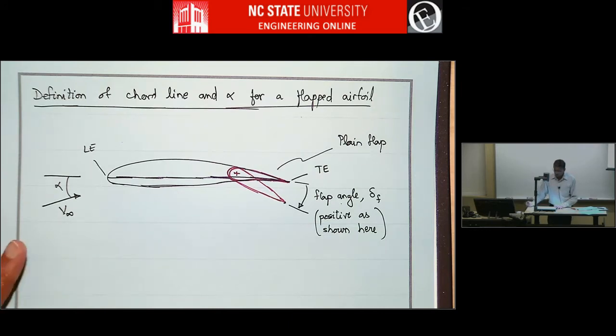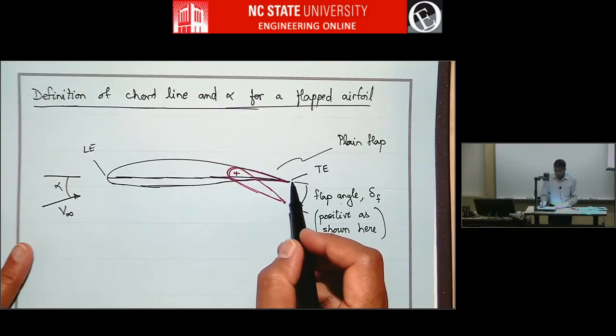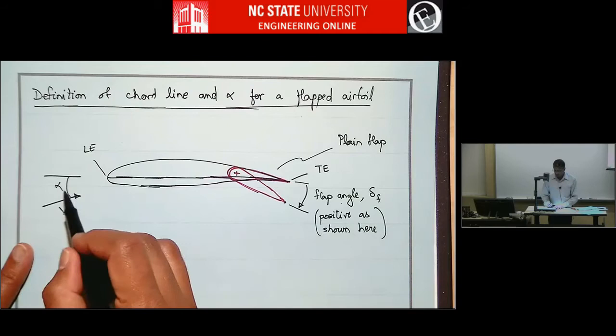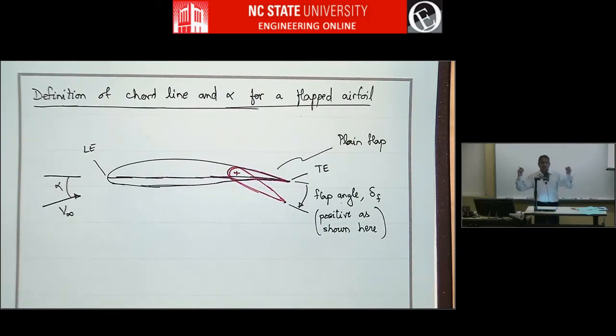So in practice, you always keep this. This is the chord line, and this is the angle of attack, even though the flap moves here. You set the flap at 0, and wherever the trailing edge and leading edge are, you connect that line, even though after you move the flap, that line is like an imaginary line.